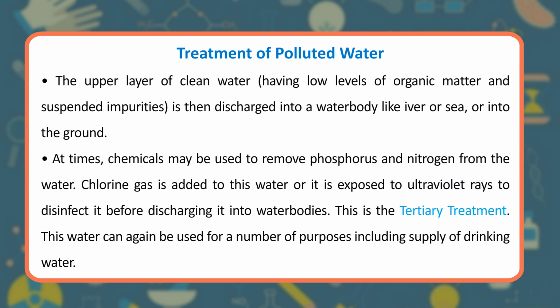The upper layer of clean water, having low levels of organic matter and suspended impurities, is then discharged into a water body like river or sea, or into the ground. At times, chemicals may be used to remove phosphorus and nitrogen from the water. Chlorine gas is added to this water or it is exposed to ultraviolet rays to disinfect it before discharging it into water bodies. This is the tertiary treatment. This water can again be used for a number of purposes including supply of drinking water.